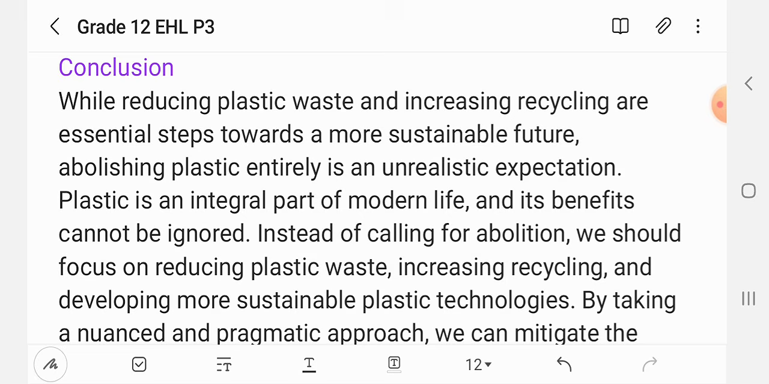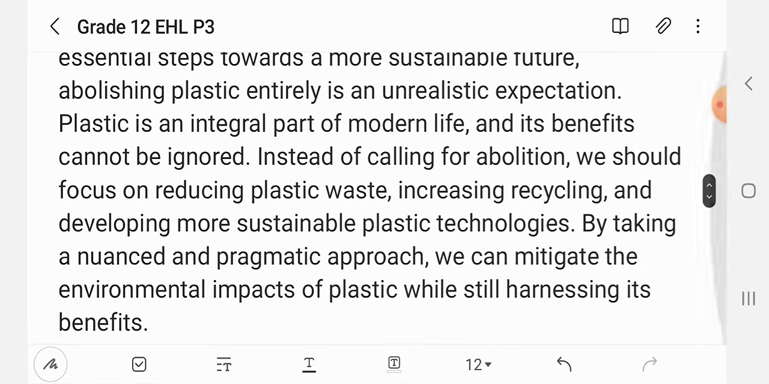While reducing plastic waste and increasing recycling are essential steps towards a more sustainable future, abolishing plastic entirely is an unrealistic expectation. Plastic is an integral part of modern life, and its benefits cannot be ignored. Instead of calling for abolition, we should focus on reducing plastic waste, increasing recycling, and developing more sustainable plastic technologies. By taking a nuanced and pragmatic approach, we can mitigate the environmental impacts of plastic while still harnessing its benefits. And that is your conclusion.